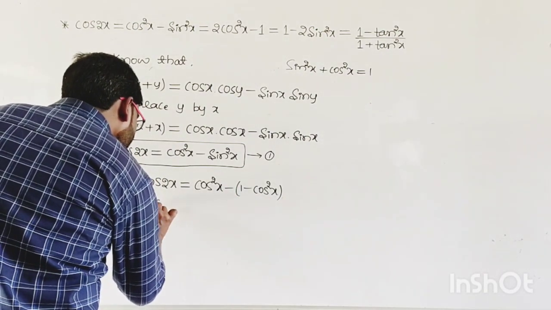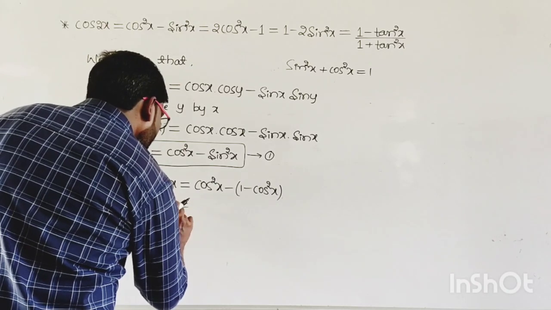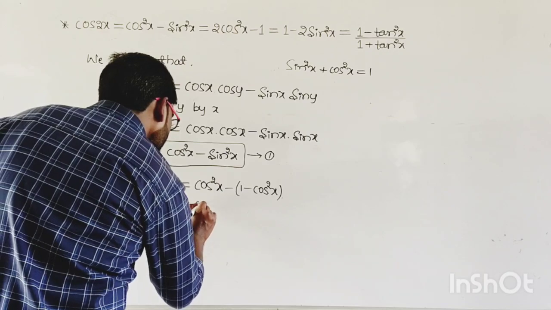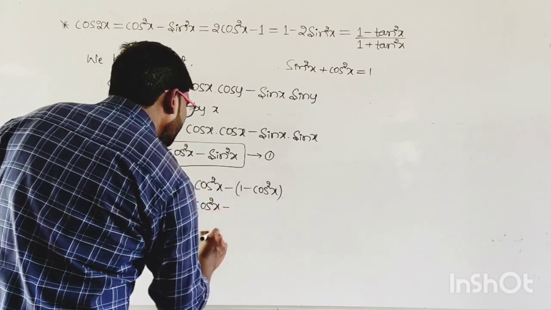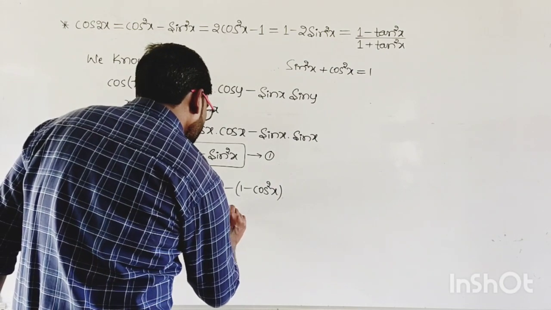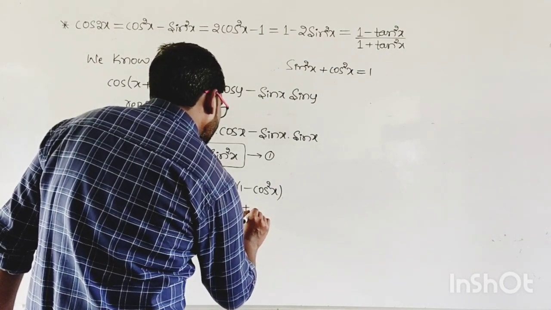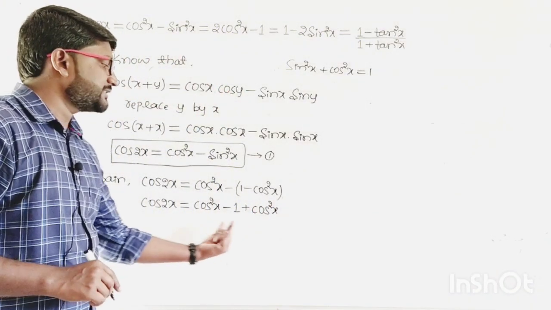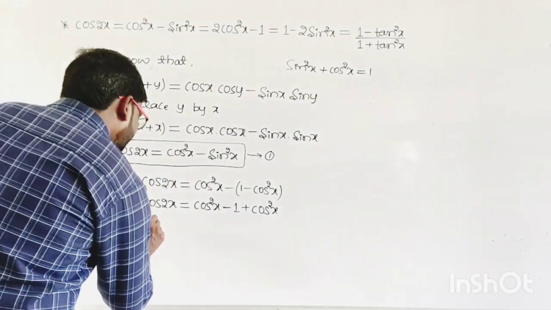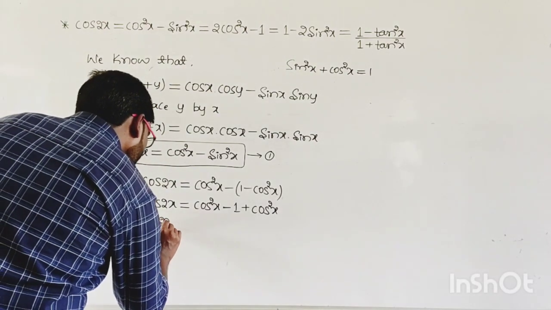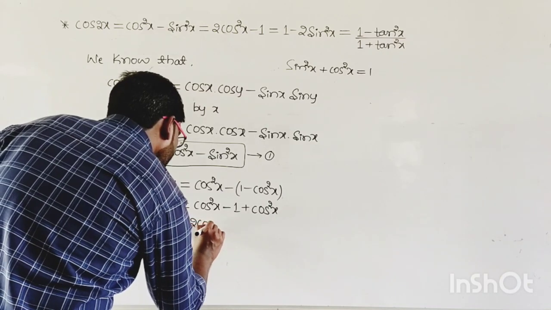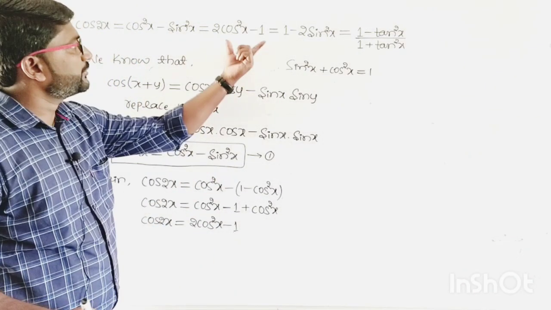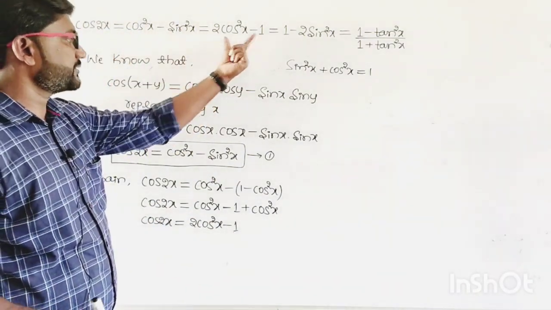So cos 2x which is equals to cos square x, then minus 1, then minus into minus it is plus cos square x. So here cos square x plus cos square x will be 2 cos square x. Cos 2x which is equals to 2 cos square x minus 1. So see here we have proved the second one, cos 2x equal to 2 cos square x minus 1.